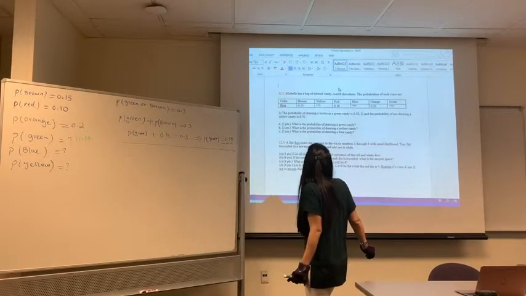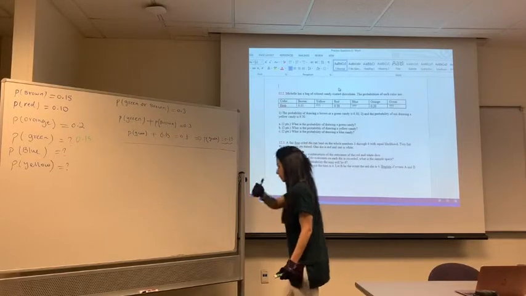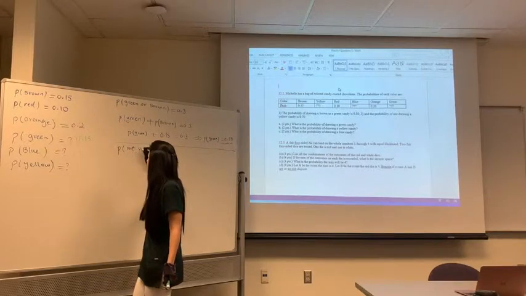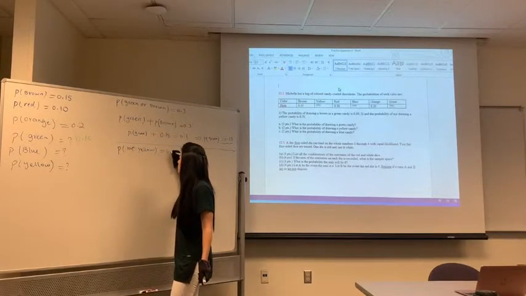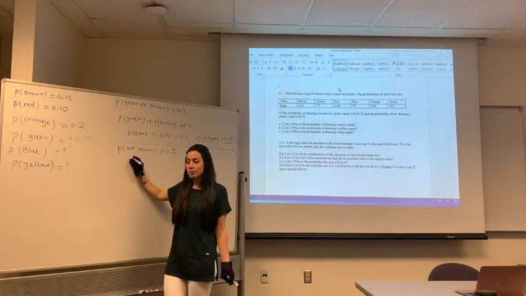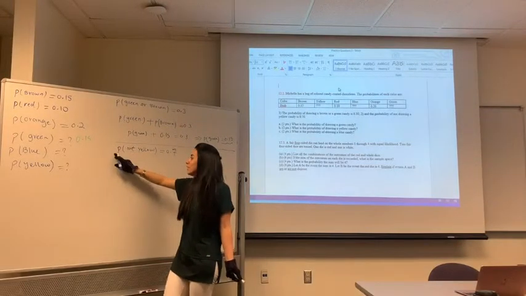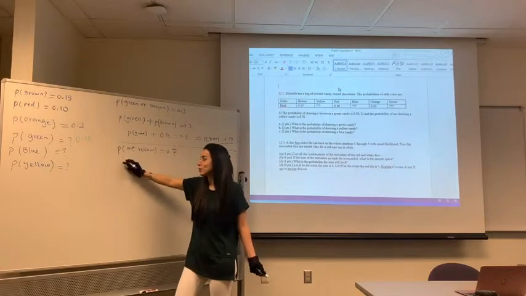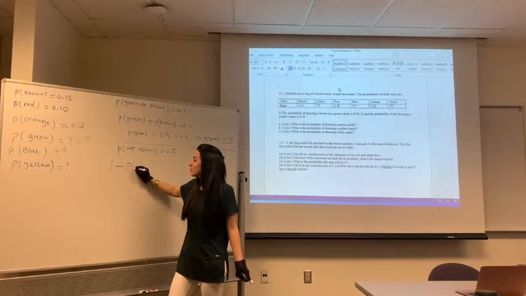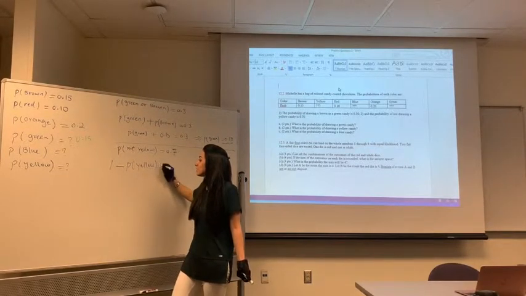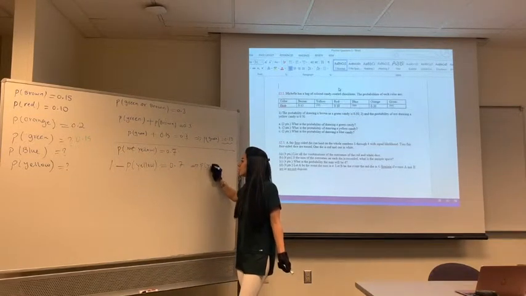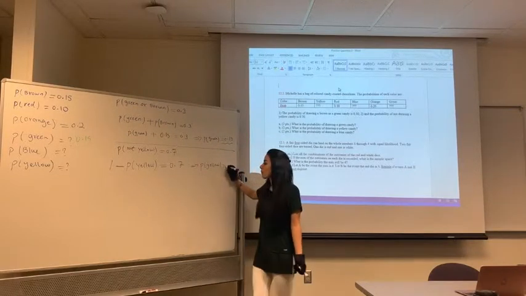So what else? What information do we have? The probability of not drawing the yellow candy is 0.7. Probability of not observing yellow is 0.7. So we don't know the probability of yellow candy, right? But we know that the probability of not observing an event is equal to 1 minus the probability of observing it. So from here, the probability of yellow candy is exactly 0.3.